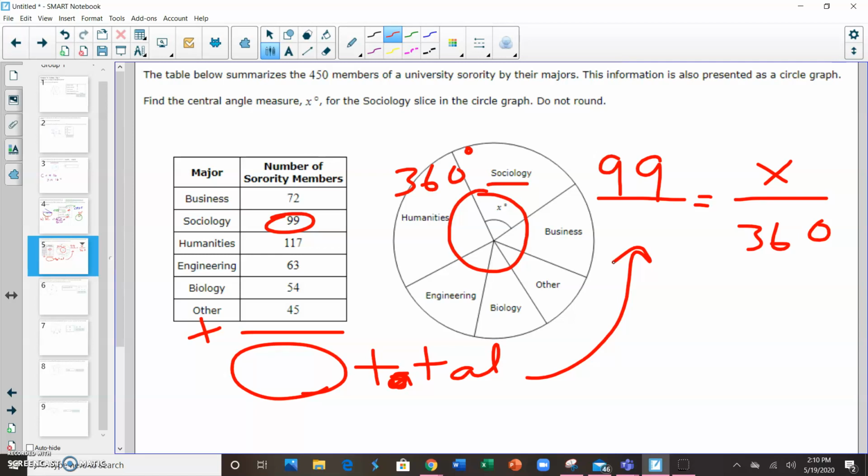So you take 99 times 360 and you divide it by the total number of sorority members. All right, now I will have this all done in the notes if you want to look at the notes, but I want to finish this in the 15 minutes.